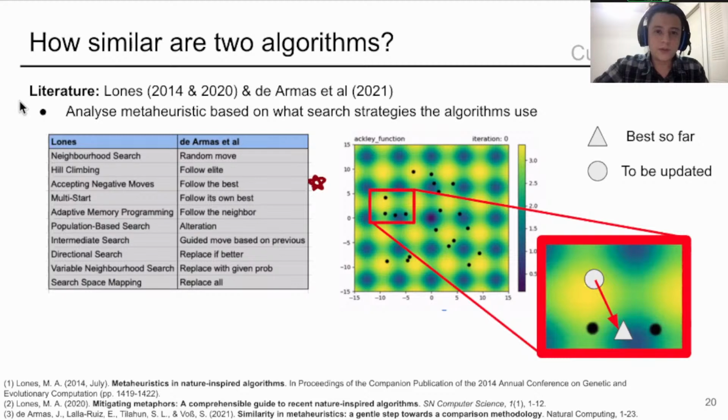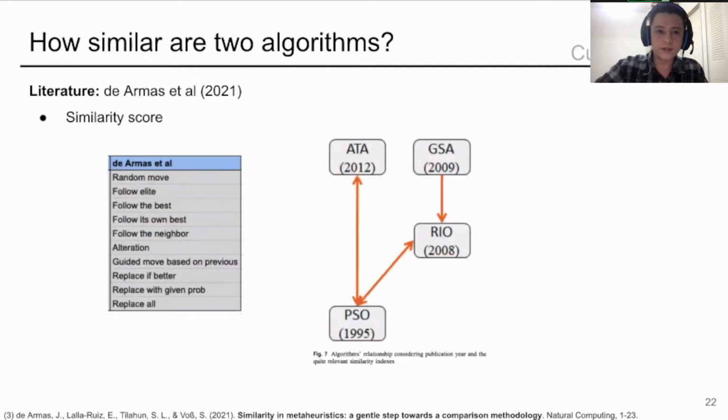So we see on the table here also other strategies like follow the best, follow its own best, follow the neighbor. All those strategies are different ways of drawing this distance vector. And each of those are a special type of what Lones calls directional search. So Armás focuses on swarm algorithms, whereas Lones has more general categories. Okay, moving to the next part.